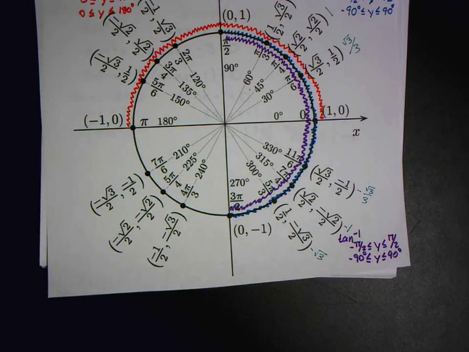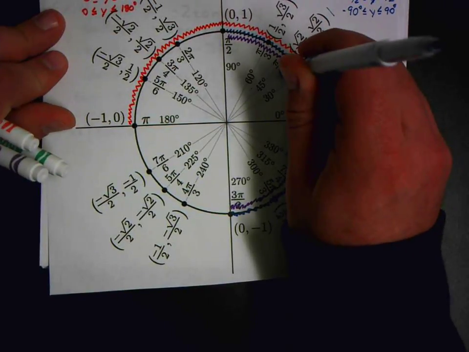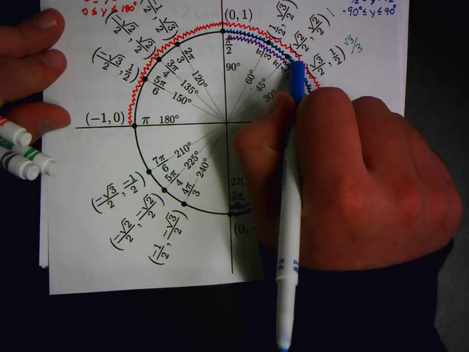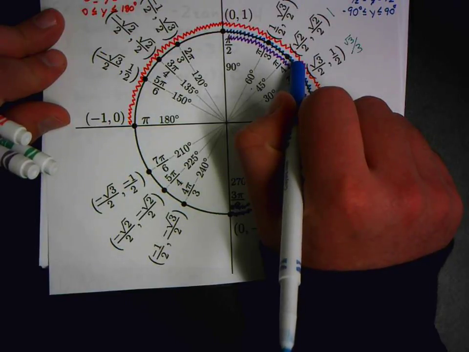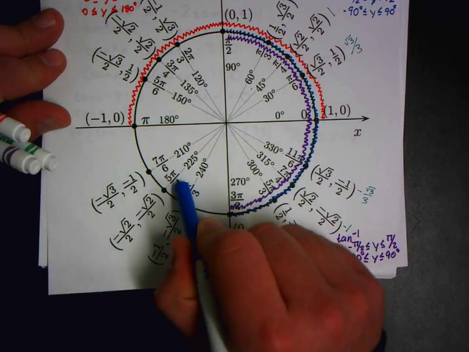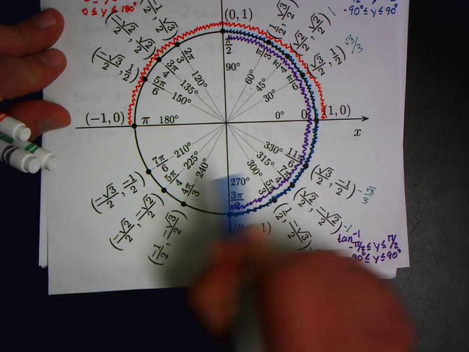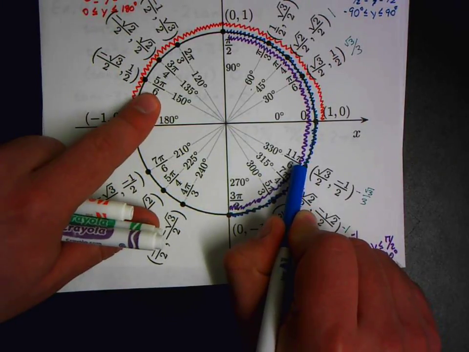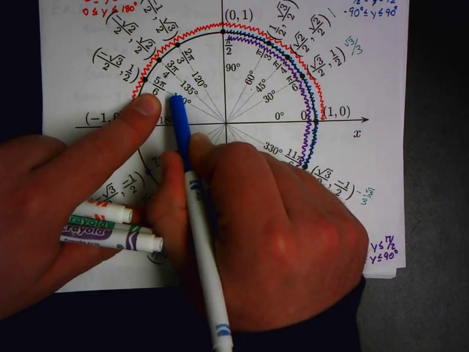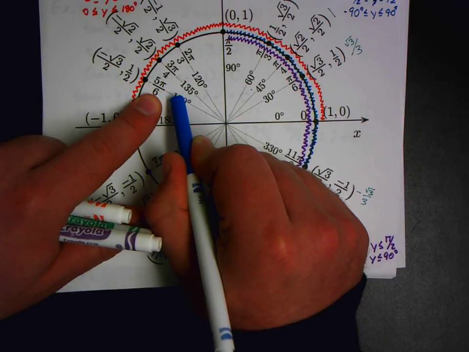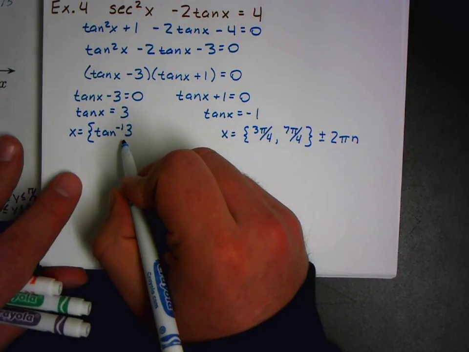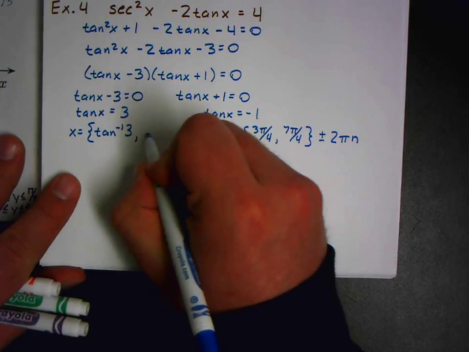Okay, so let's say I'm at pi over 4. How do I get to 5 pi over 4? What can I add or subtract? Pi. I can add pi and get there. If I'm here at negative pi over 6, how do I get to 5 pi over 6? Add pi. So, wherever I take this arctangent of 3, how do I get to the other one?